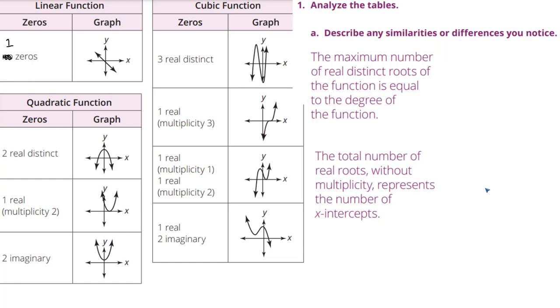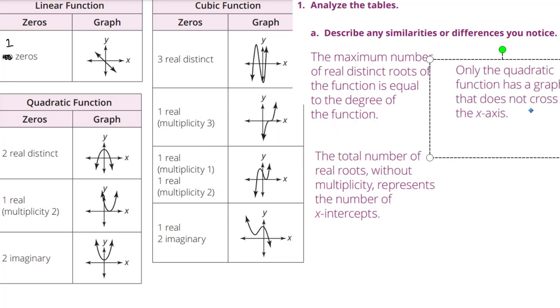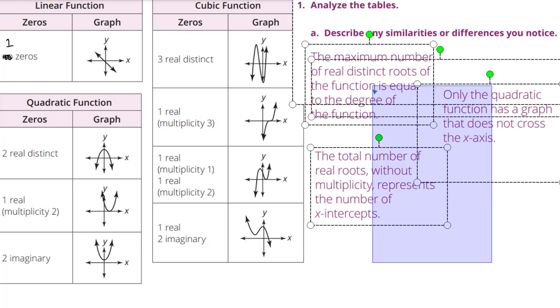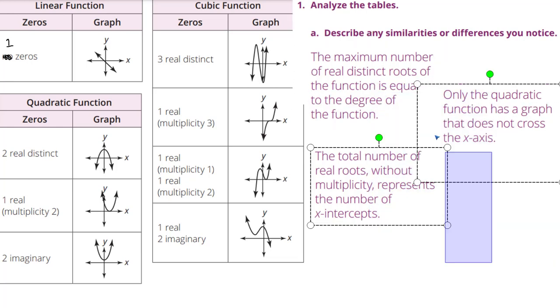Okay. The only graph that can possibly not cross the x-axis is which one? Quadratic. Quadratic is the only graph that doesn't have to cross the x-axis. There's a difference. So is there any other questions that y'all have for me on those? Are those the only ways I can draw those? No. You can draw them sideways.